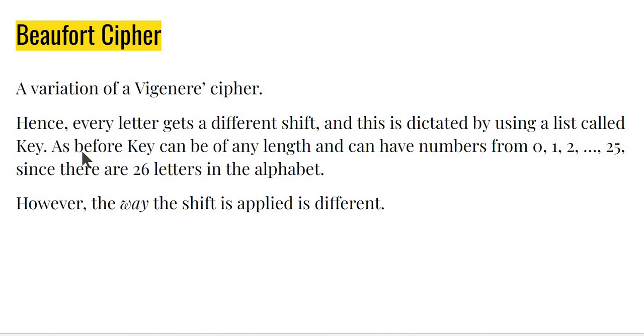Just like in Vigenere Cipher, the key can be of any length and can have numbers going from 0, 1, 2 until 25, since there are 26 letters in the alphabet. However, the way we apply the shift is different, and it's quite interesting in Beaufort Cipher, and that's why we look at it in this video.